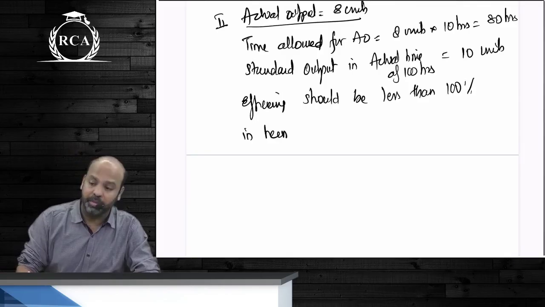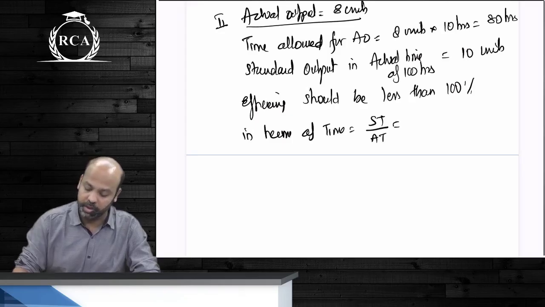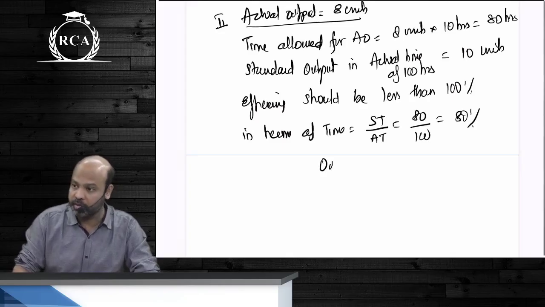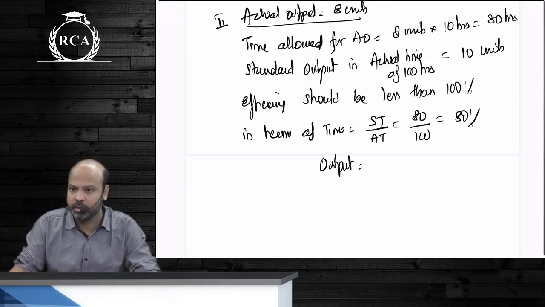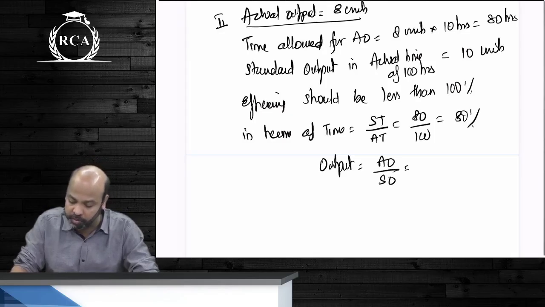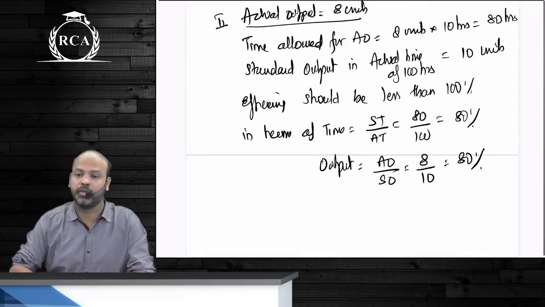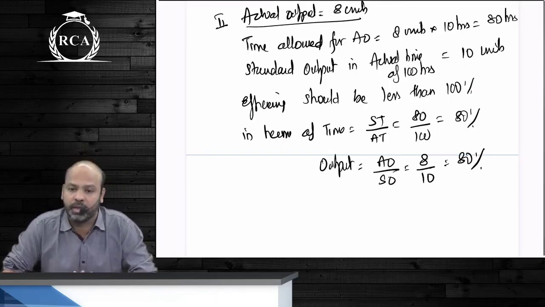So in terms of time, again, you're going to write standard time divided by actual time. That will be 80 upon 100, 80%. And in terms of output, guys, you're going to write actual output divided by standard output, and that would be 8 units divided by 10 units, 80%. In terms of time or in terms of output, the efficiency ratio, guys, would be 80%.